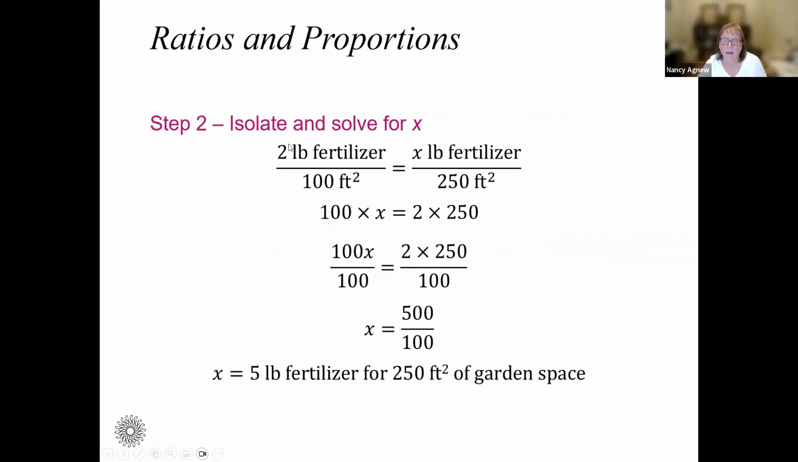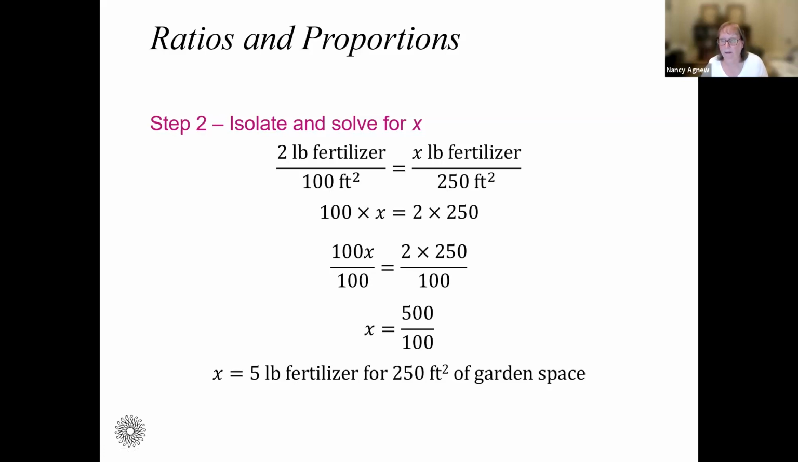So here we are again. 2 pounds of fertilizer is prescribed for every 100 square feet. So how many pounds of fertilizer do I need for 250 square feet? So I cross multiply: 100 times X equals 2 times 250. We want to isolate X, so we're dividing both sides by 100. So 100X divided by 100 is X. And then 2 times 250 is 500, and then divide by 100. So when we solve for X, we find that 5 pounds of fertilizer are required for 250 square feet of garden space.